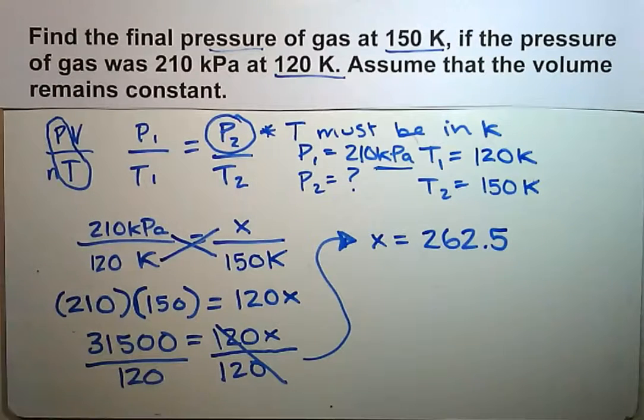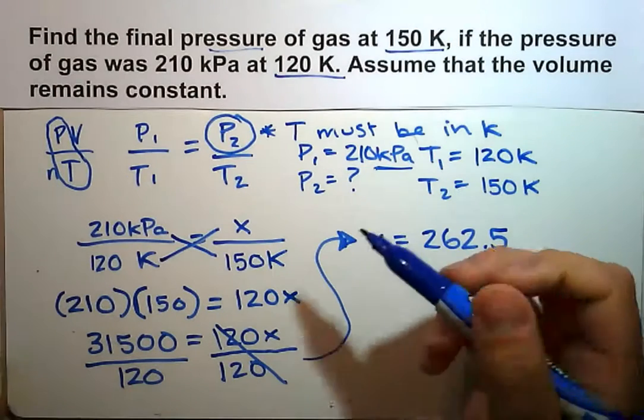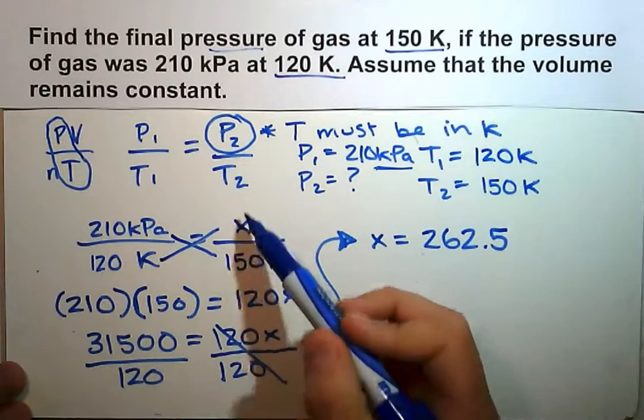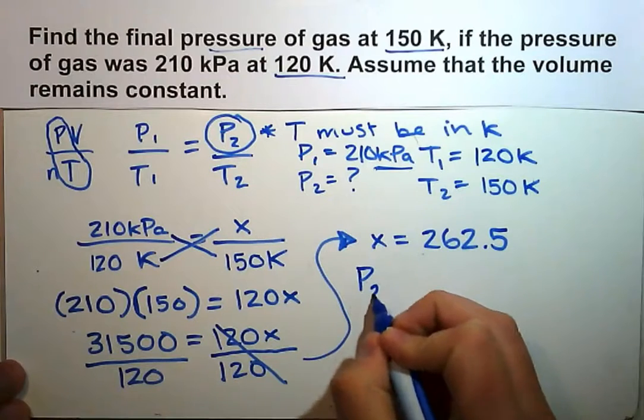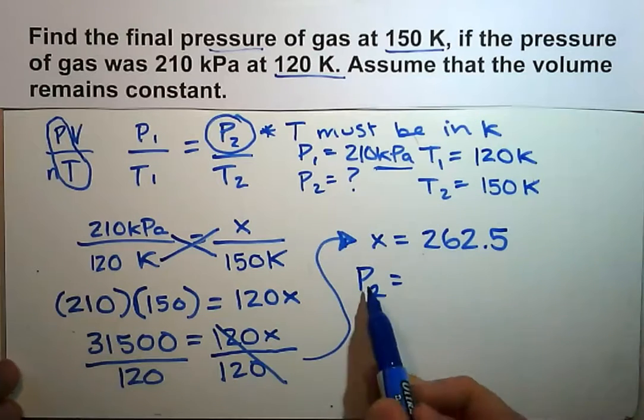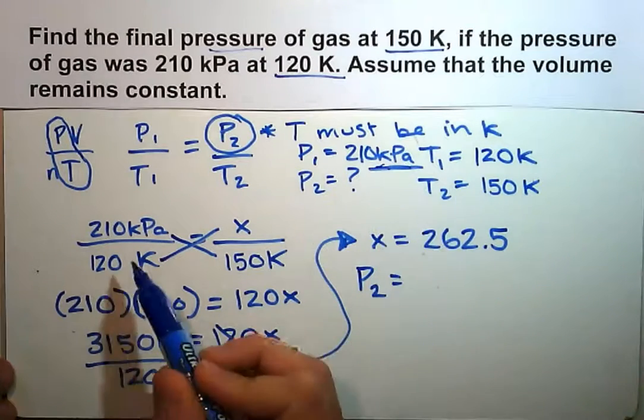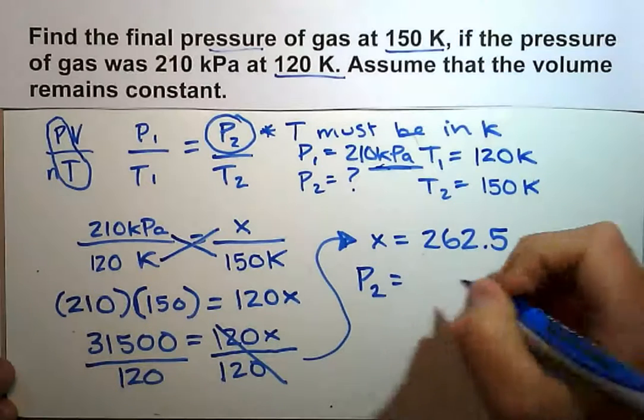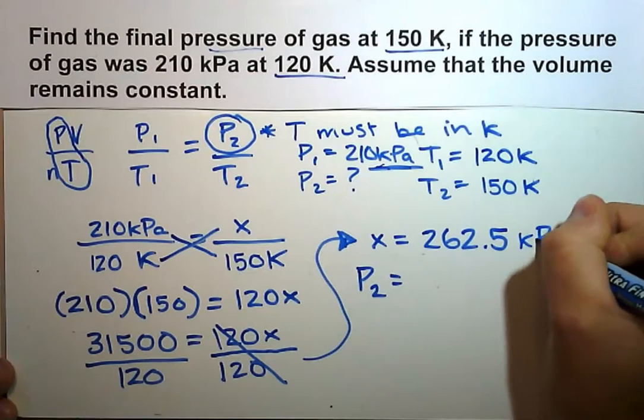Okay, now let's figure out some units here. Our X is of course our P2, our final pressure, and our initial pressure was given in kilopascals, so our final pressure will also come out in kilopascals.